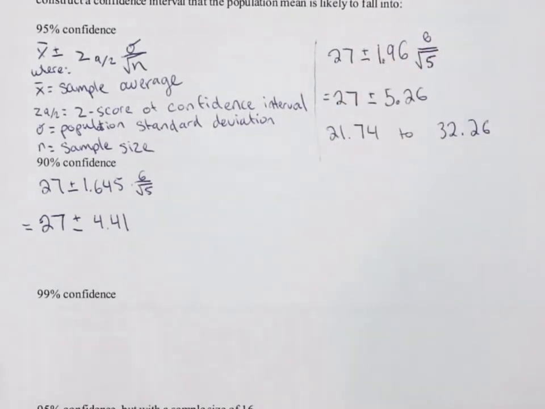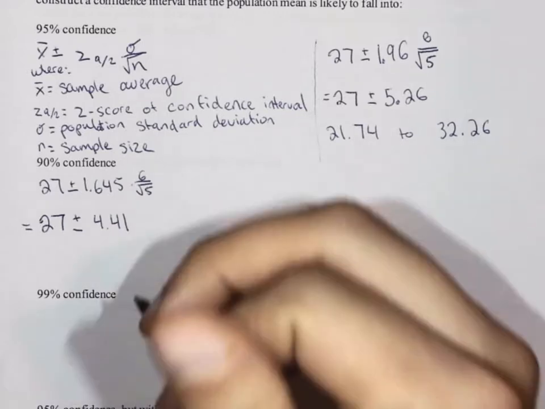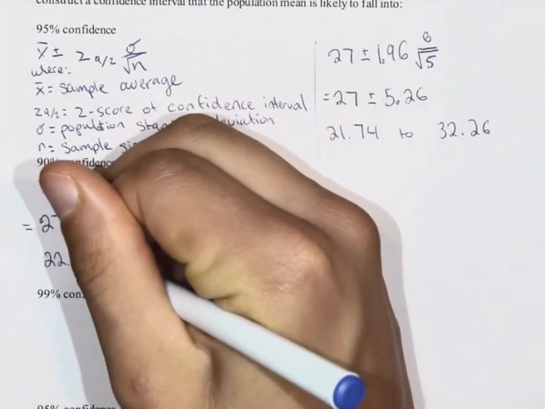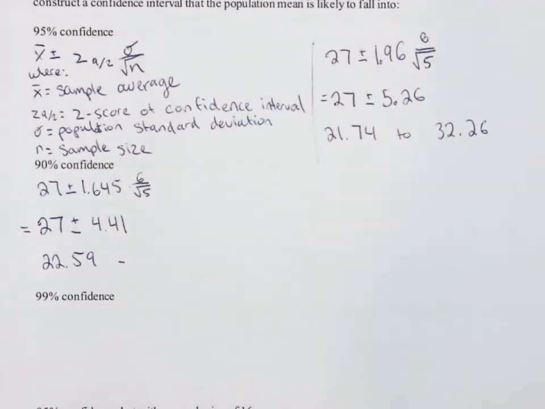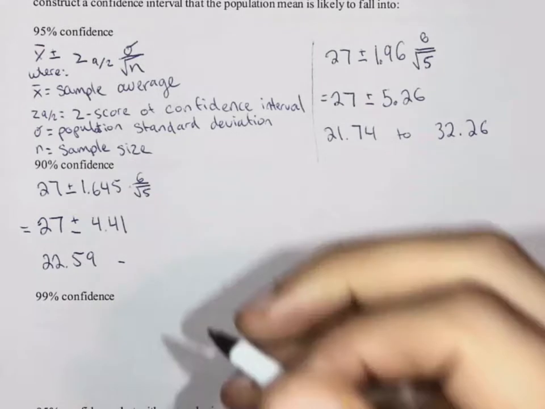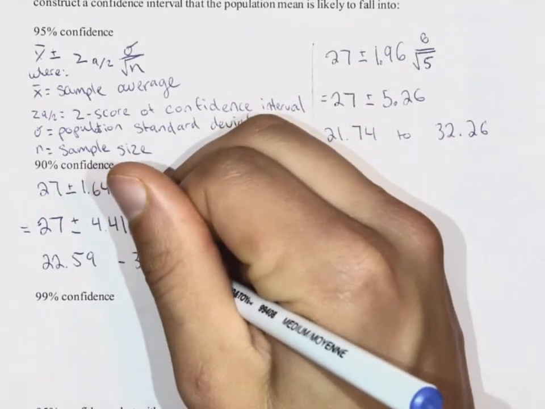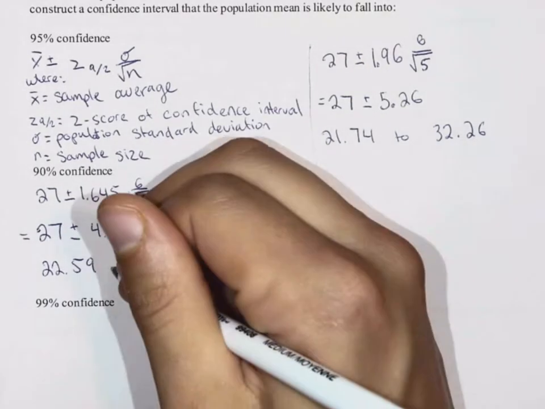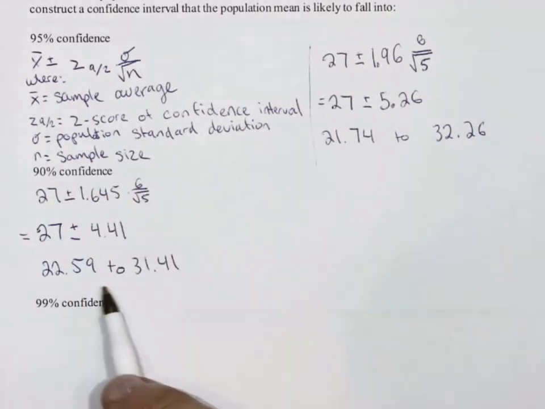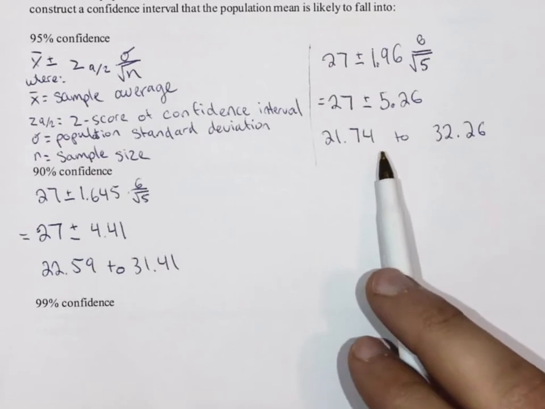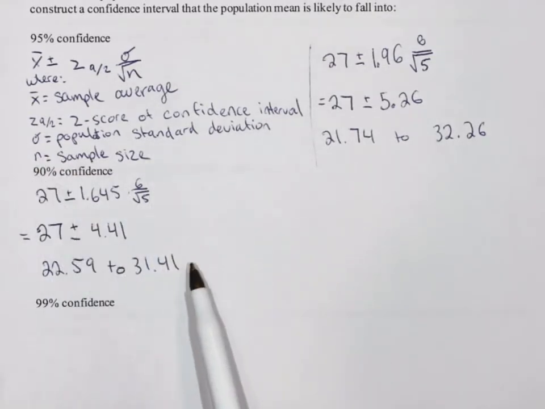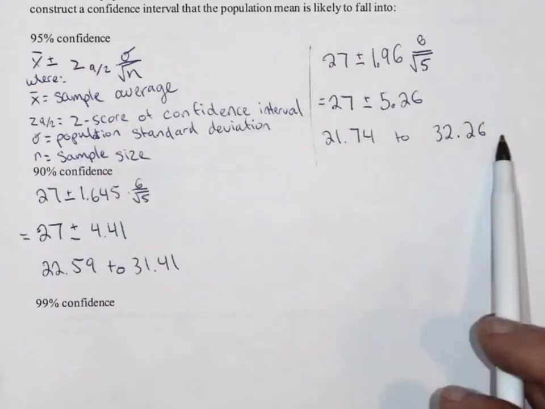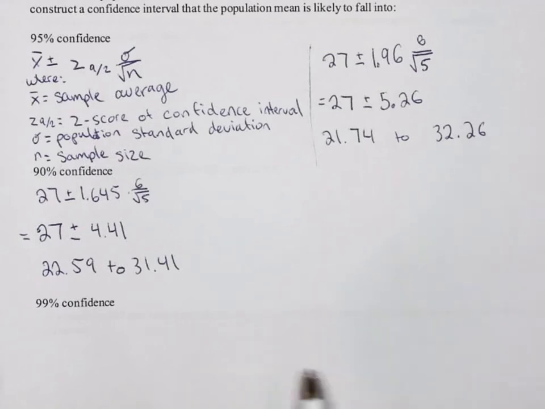The range on this would be 22.59 to 31.41. So as you can see, our total range is smaller than our range here. So we have less confidence that this is correct, so we have a smaller range. When we need more confidence, we'd have a larger range.